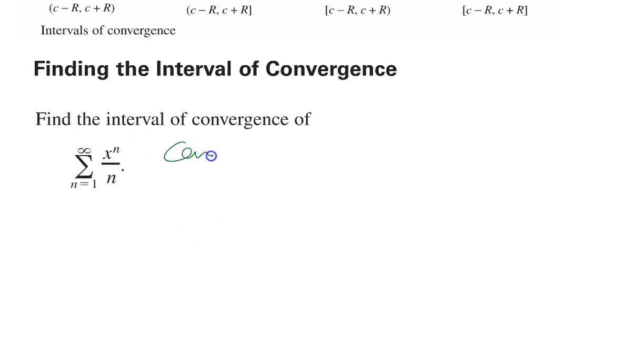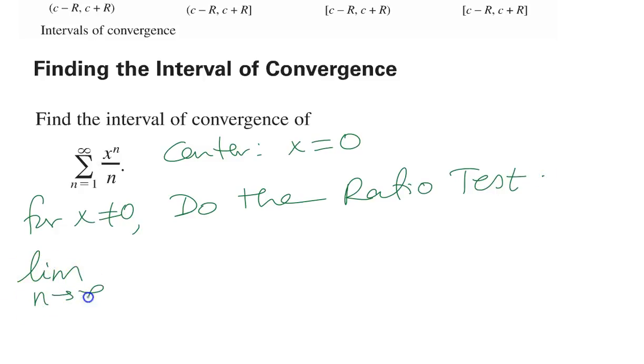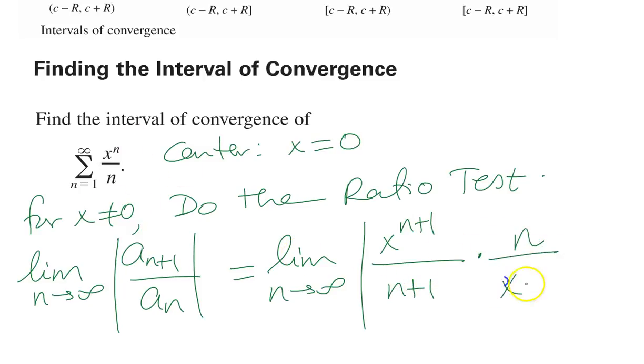Now, what is the center here? The center is 0, right? (x minus 0) to the power n. So for x not equal to 0, do the ratio test, because we need to know for what other values of x the series converges, right? How does the ratio test go? The limit as n goes to infinity of the ratio a_(n+1) over a_n. That's the limit as n goes to infinity of x to the power n+1 over n+1, divided by a_n, flip it and multiply.